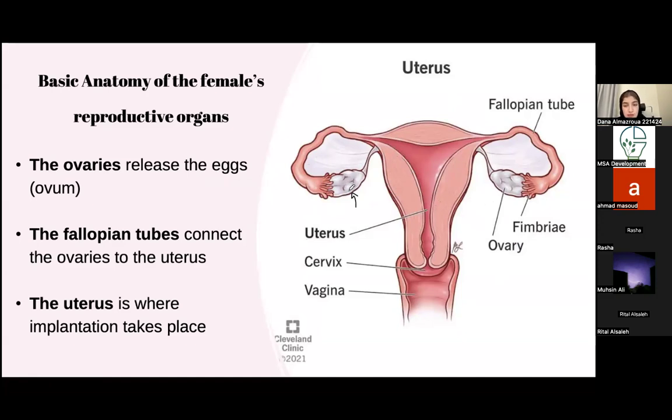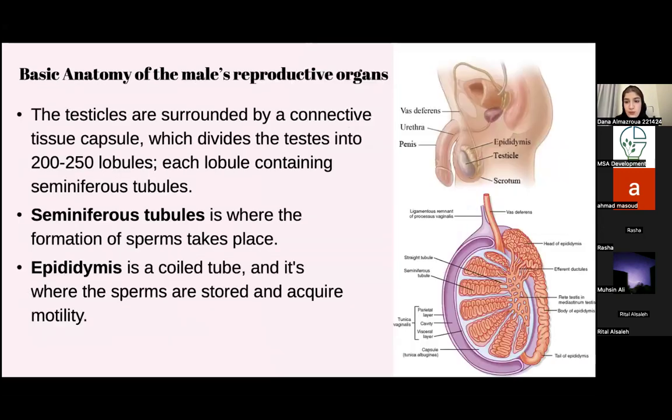Now what's connecting these ovaries to the uterus itself is these 2 structures here that are called the fallopian tubes. So the egg would be released from the ovary, it goes all over in the fallopian tubes, and then it goes to the uterus. The uterus is where implantation takes place, which basically means where the fertilized egg would implant, or where pregnancy takes place. So that's just a basic understanding of the female's reproductive organs.